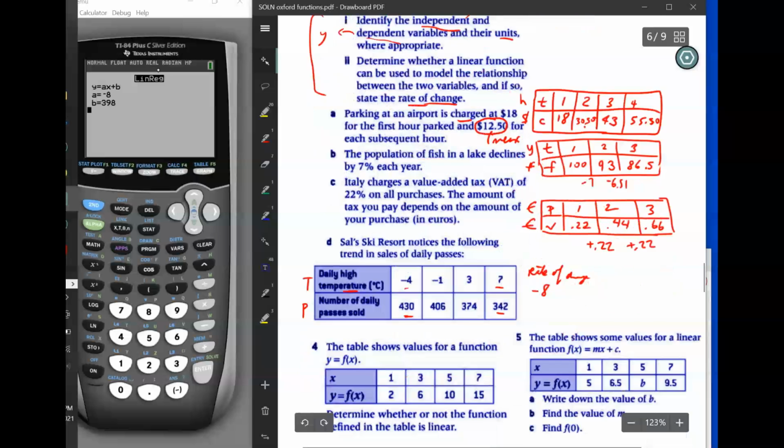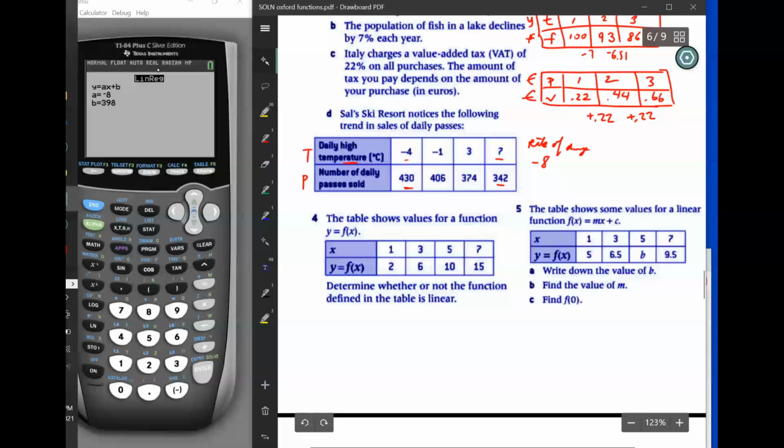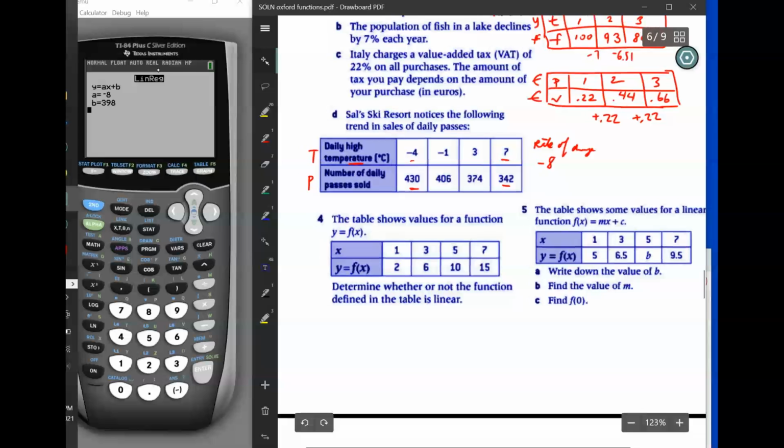Okay, all right. Number 4, the table shows values for a function y equals f of x. Determine whether or not the function defined in the table is linear. In this particular case, this one's more well behaved than the last one, because look, the x values jump from 1, 3, 5, 7. They always jump by 2s. So since it jumps by 2s, we could just look at the jumping sizes here to see if they're also the same. And if they're both the same, then we're going to know that it is linear.